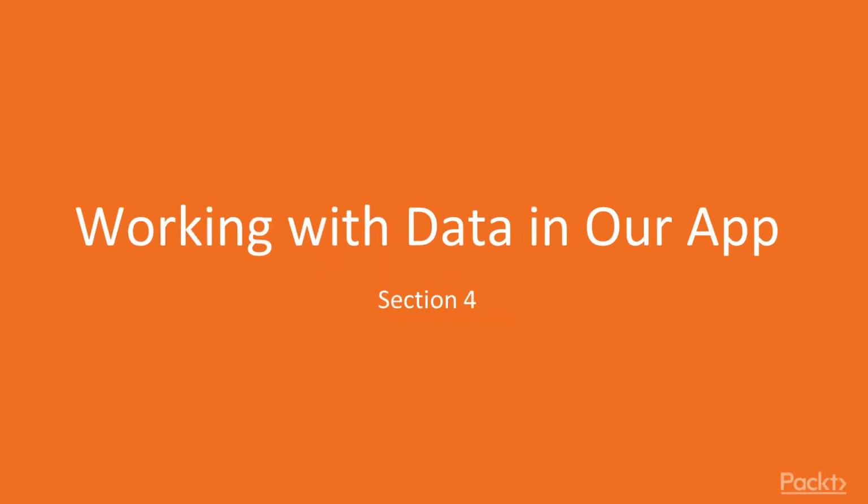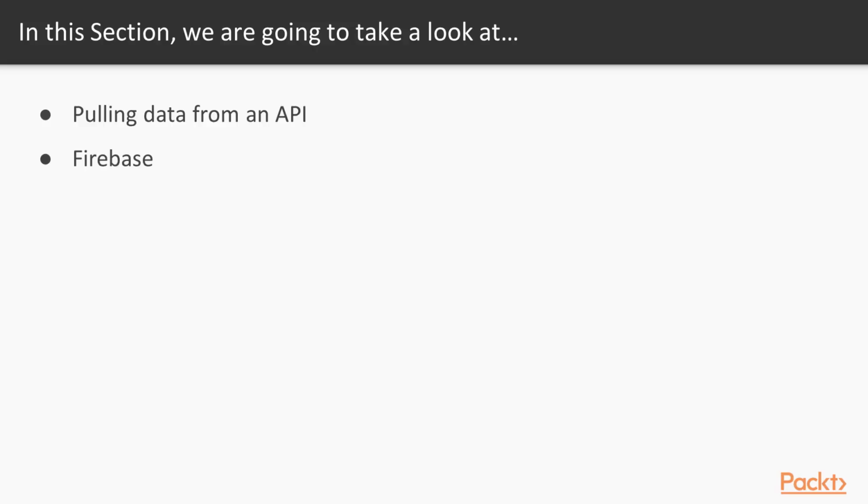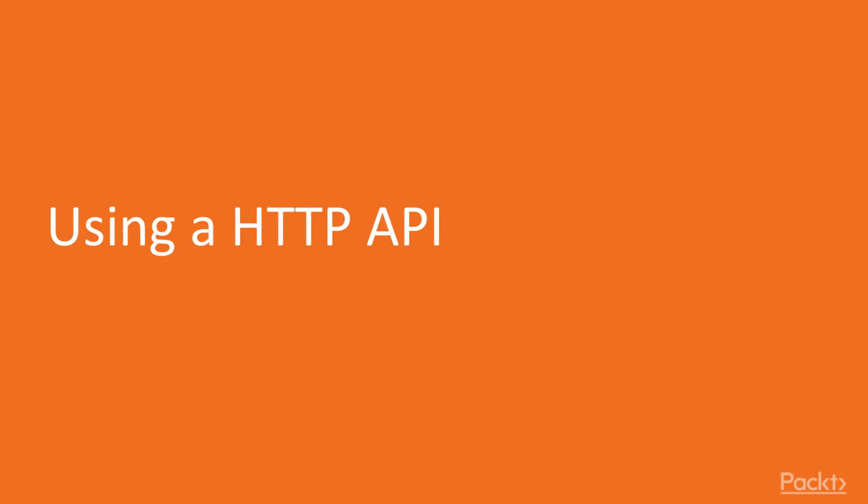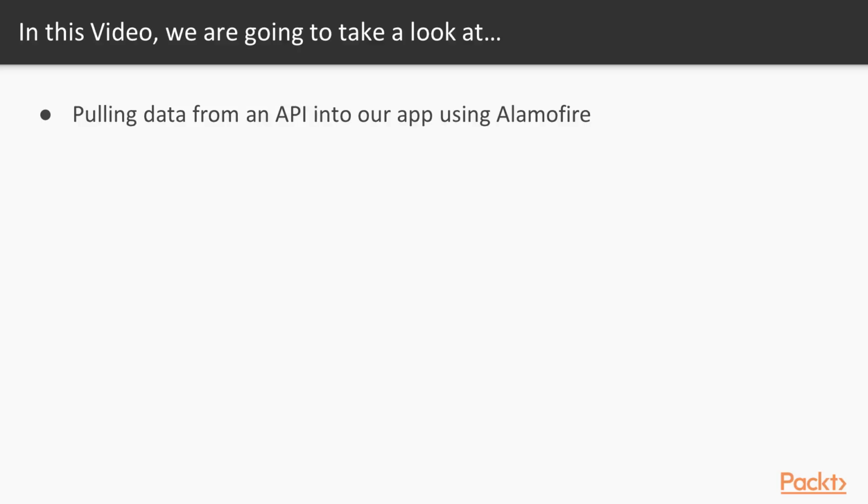Section 4. Working with data in our app. In this section, we're going to take a look at pulling data from an API, in our case, the Open Movie Database, and a look at the Google Firebase SDK, using a HTTP API. In this video, we're going to take a look at pulling data from an API into our app using Alamofire.